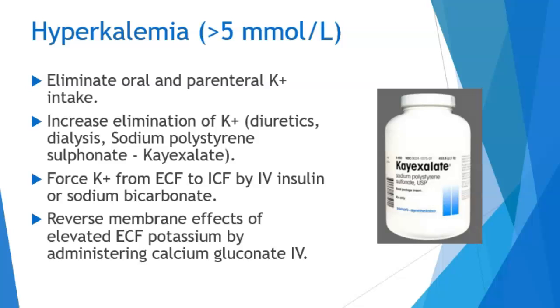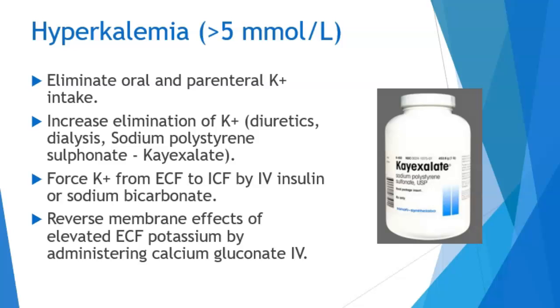We can increase the elimination of our potassium by using diuretics, by offering dialysis. So if it is greater than 7, we're seeing patients with some cardiac symptoms, the quickest way to get it down is to do a dialysis run to remove that potassium. There's also a medication called sodium polystyrene sulfonate, or Kayexalate. There's a picture of Kayexalate here. It is an oral medication that is given to patients to help them excrete some of their potassium.